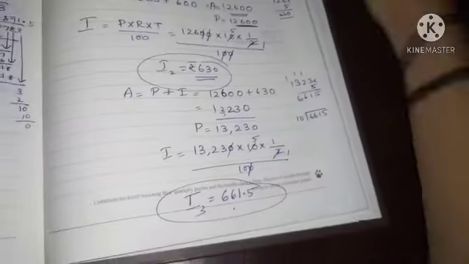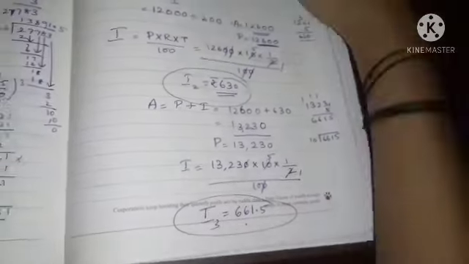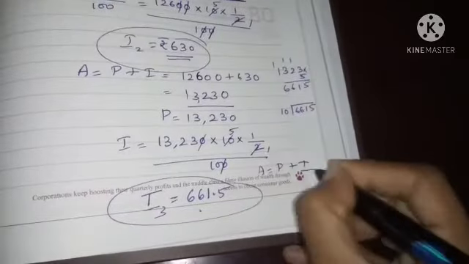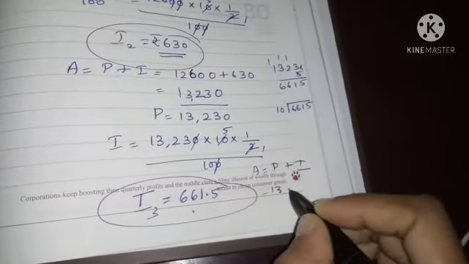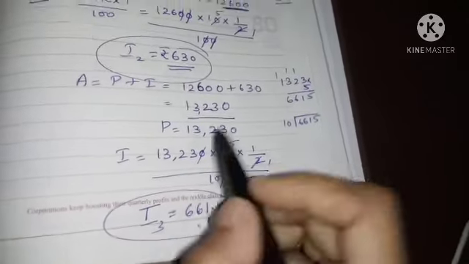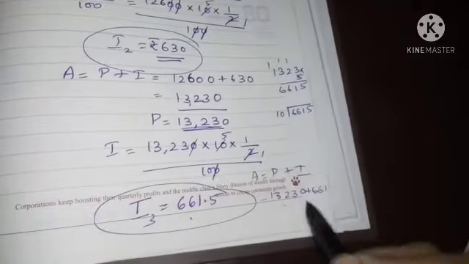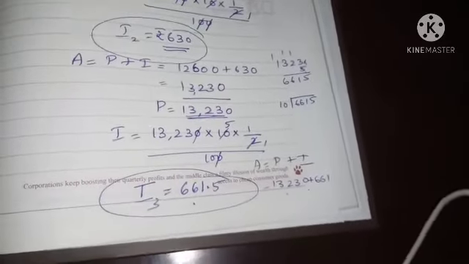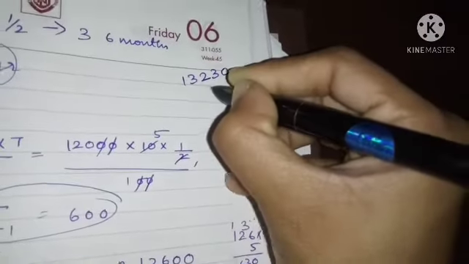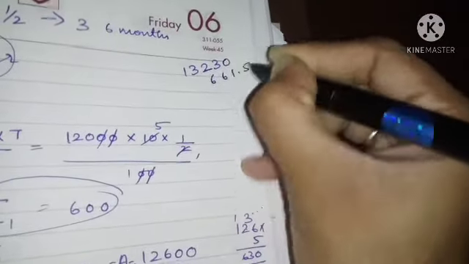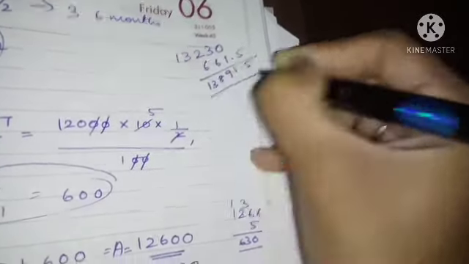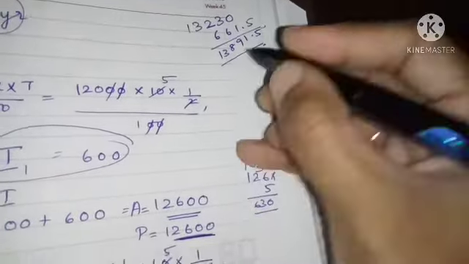So at last what will be the amount? Amount is equal to principal plus interest. What is the principal? 13,230 plus interest 661.5. So shall I add here: 13,230 plus 661.5 is 13,891.5. So what is the amount at last you have to pay to the bank?